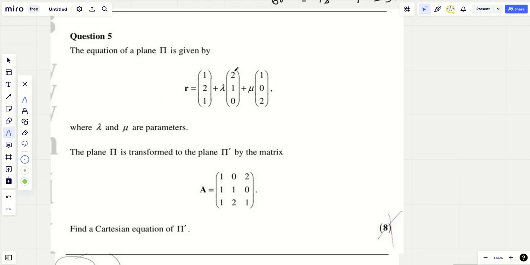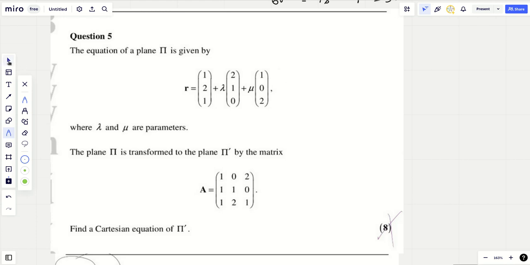If you want to take a plane and transform it using a matrix, there's a couple of ways you can do it. You could just take this matrix and times it by the general point on this plane, which would be like 1 plus 2 lambda plus mu, 2 plus lambda, and 1 plus 2 mu. Times that by that general point and end up with a different general point. That will be your plane after it's been transformed, etc, etc. But there's actually an easier way.